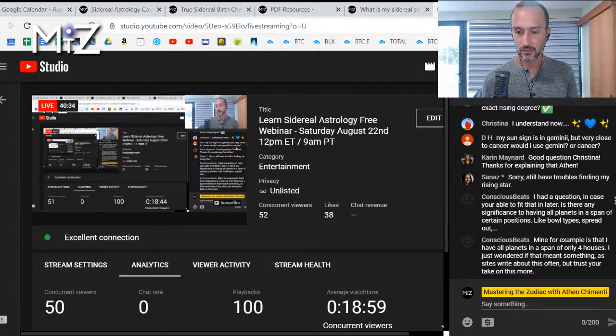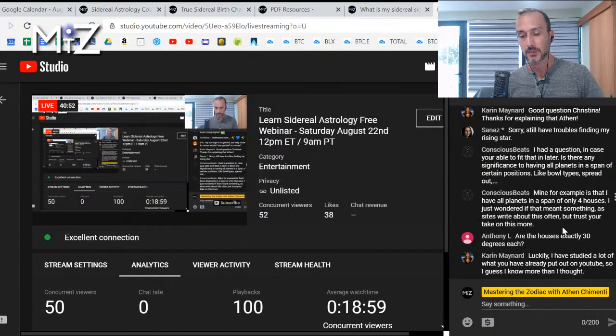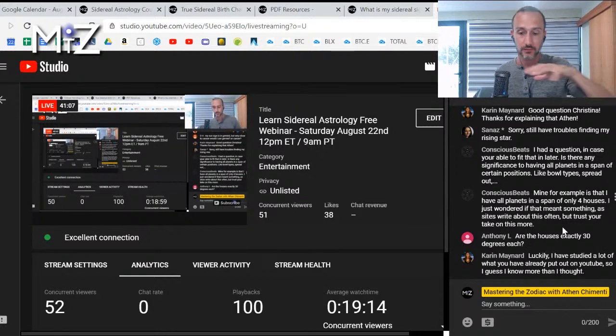So I had a question in case you're able to fit that in later. Is there any significance to having all planets in the span of a certain position? Yes. So these are called your aspect configurations. All right, aspect configurations. The easiest thing is to literally just go online and type in aspect configurations and you'll see a whole list of them. We're going to cover what the basics of the aspects are. What does it mean when there's a square or a trine? And from that, you should be able to interpret it. But if you want what the whole thing represents, yeah, I would highly recommend Googling it because there's just a ton of them.